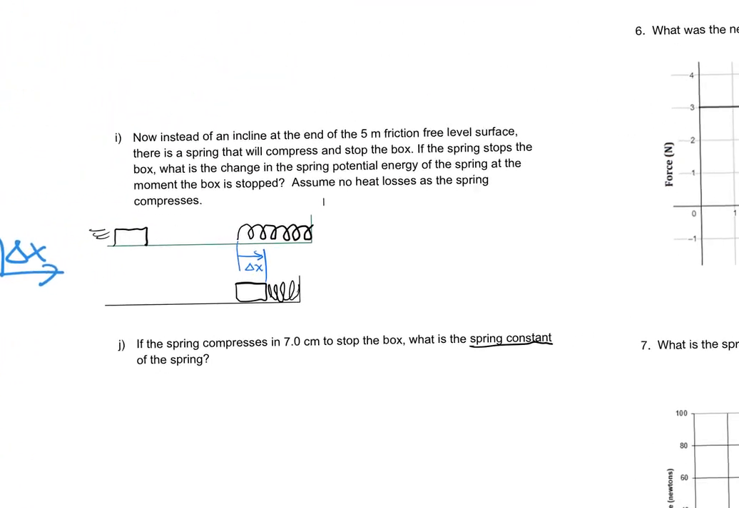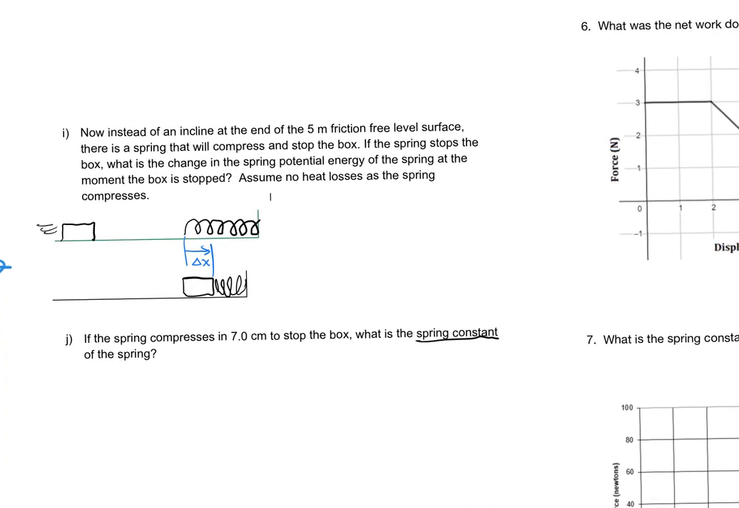Going on, instead of the incline, at the end of the 5 meter friction-free level surface, there is a spring that will compress and stop the box. Assume no heat loss. So there's still no friction, but now we have a spring. If the spring stops the box, what is the change in the spring potential energy? I'm just going to treat this like energy conservation. So KE1 plus EPE1, which I don't have any, but you'll see why I'm doing that, equals KE2 plus EPE2.